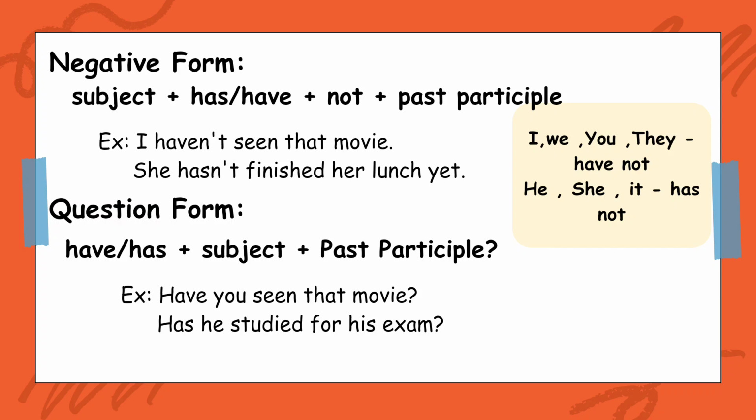Negative form: subject plus has or have plus not plus past participle. Example, I haven't seen that movie. She hasn't finished her lunch yet. I, we, you, they take have not. He, she, it take has not. Question form: have or has plus subject plus past participle. Example, have you seen that movie? Has he studied for his exam?